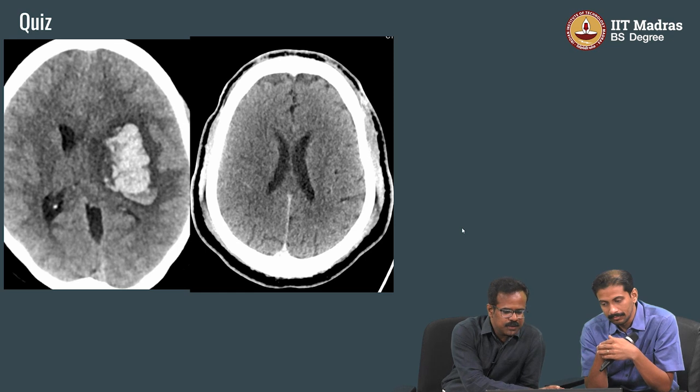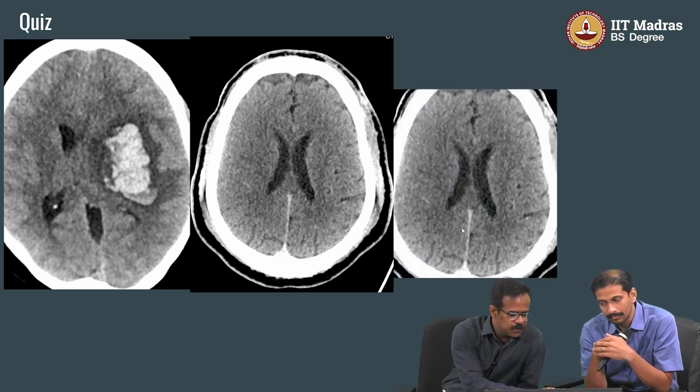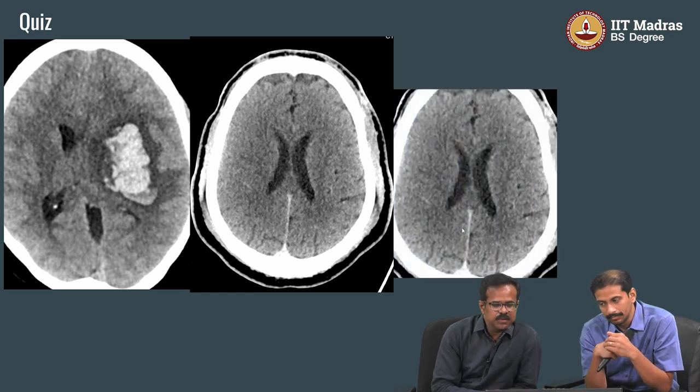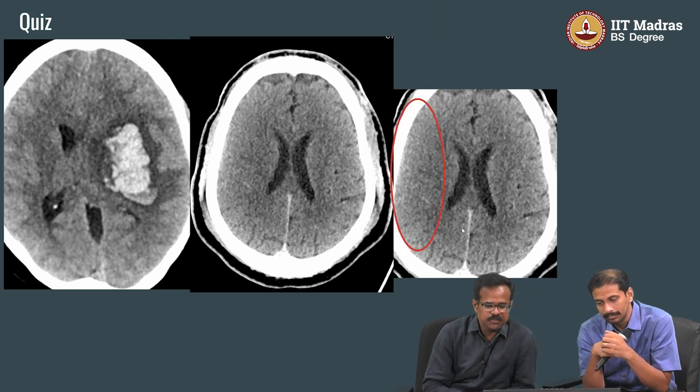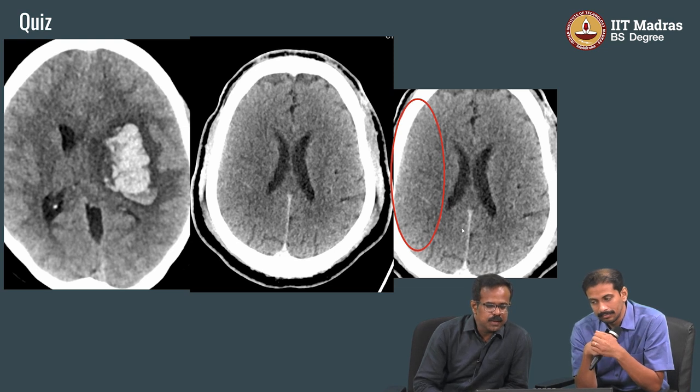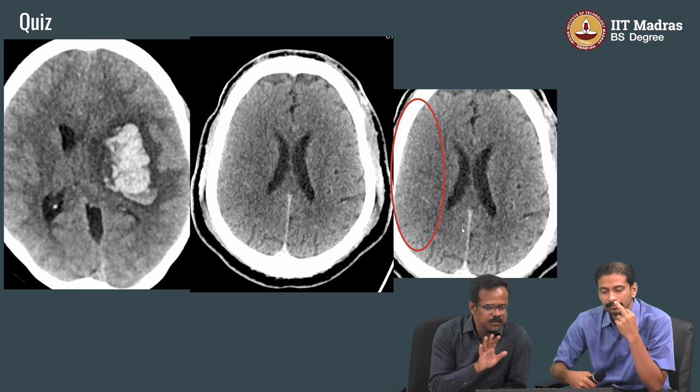Yeah, so if I combine a history, this is a young man coming with left hemiparesis, left side stroke. Yes, so he has come to it. So the image may look apparently normal.